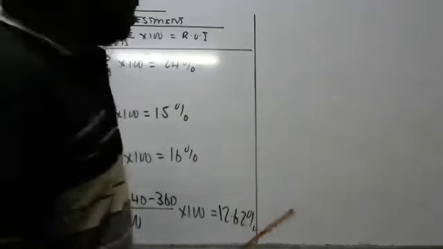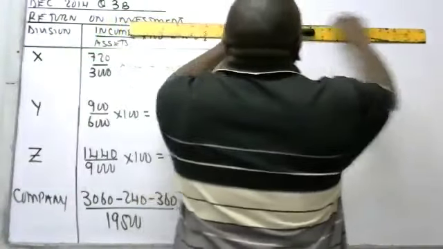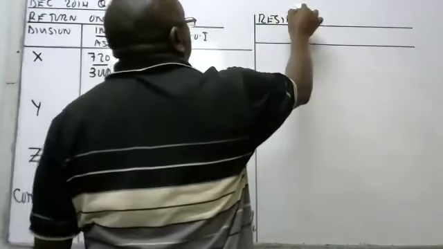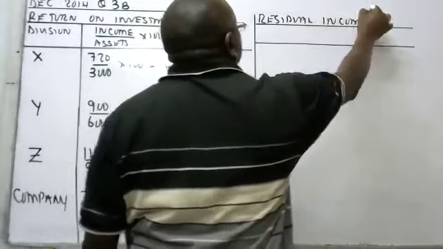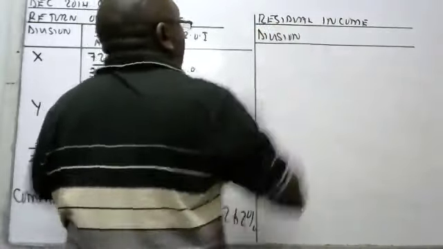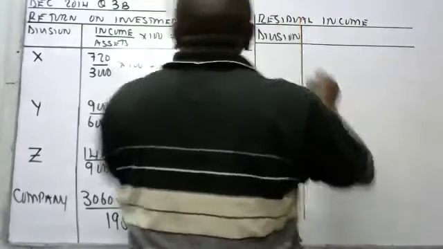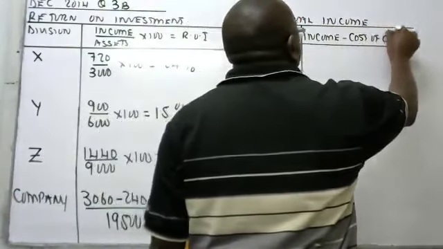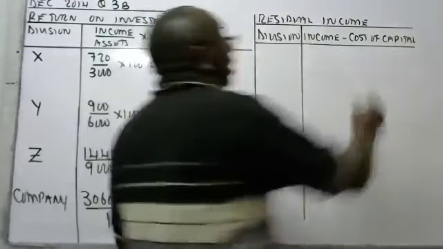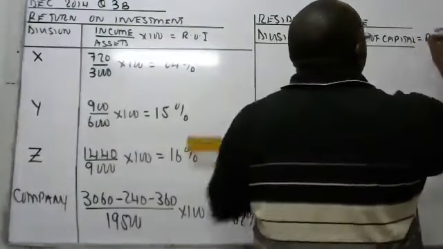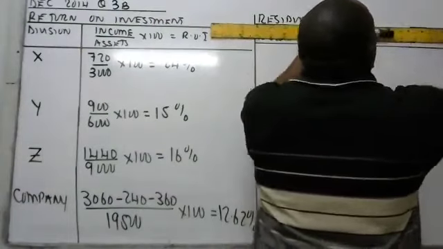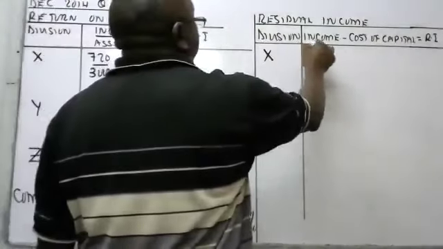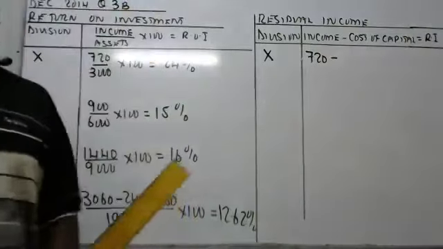Good. The next one is residual income. We are told to get the residual income. So here we have the division, and residual income is simply income minus cost of capital. This is residual income. So for division X, you will take 720, that is the income, minus the cost of capital.